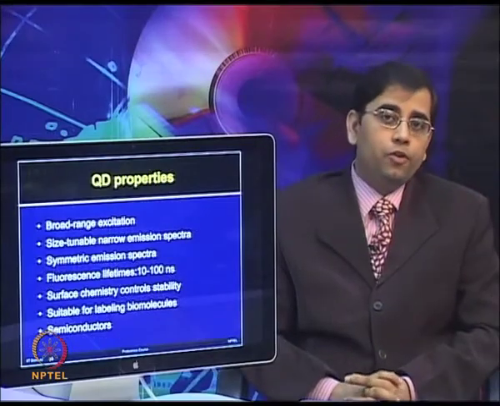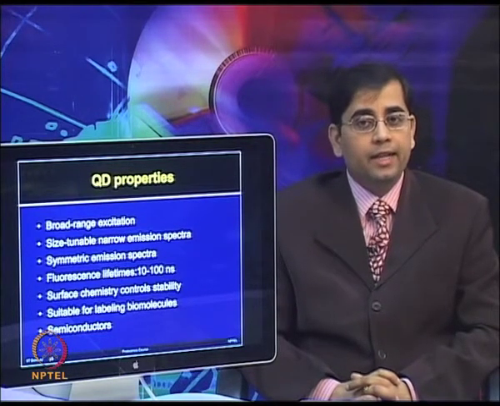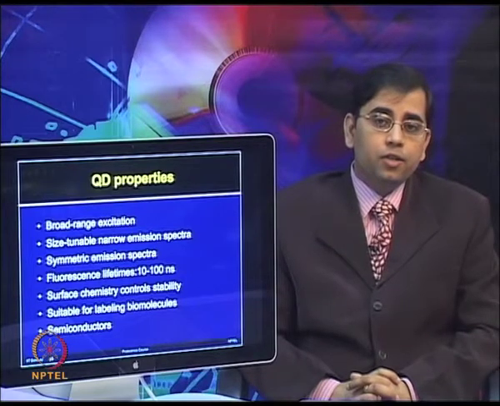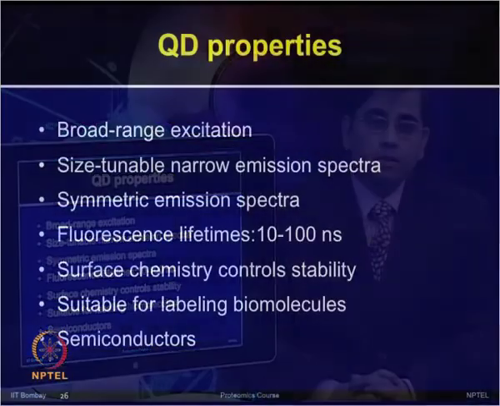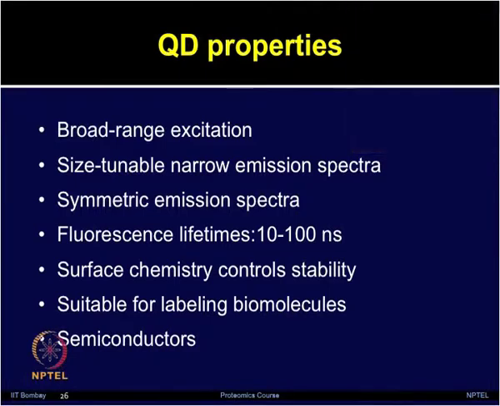What are the different properties of quantum dots? They have broad range excitation, size tunable narrow emission spectra, they have symmetric emission spectra, the fluorescence lifetime ranges between 10 to 100 nanoseconds, the surface chemistry controls the stability, it is suitable for labeling a variety of biomolecules, it is applied as semiconductors.